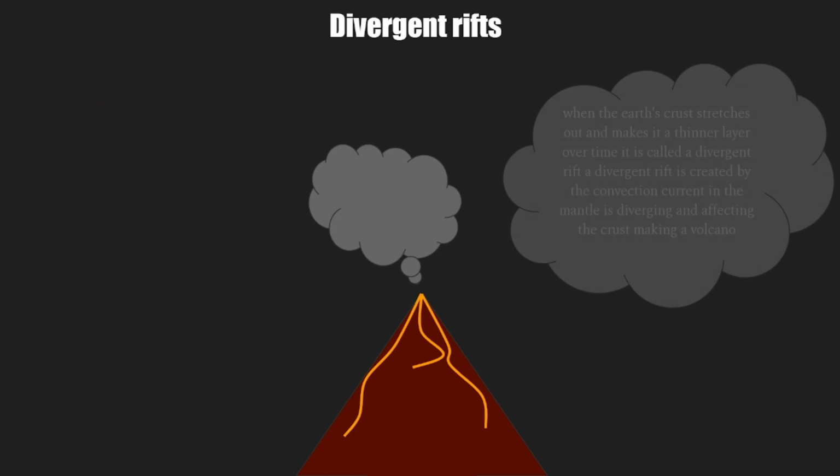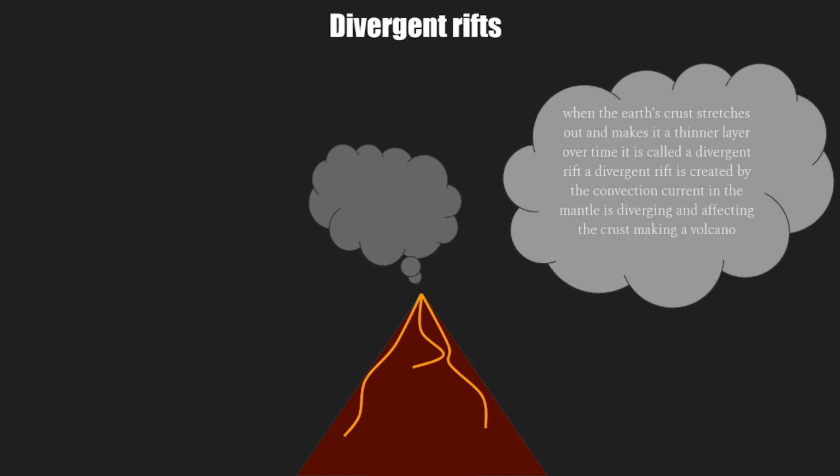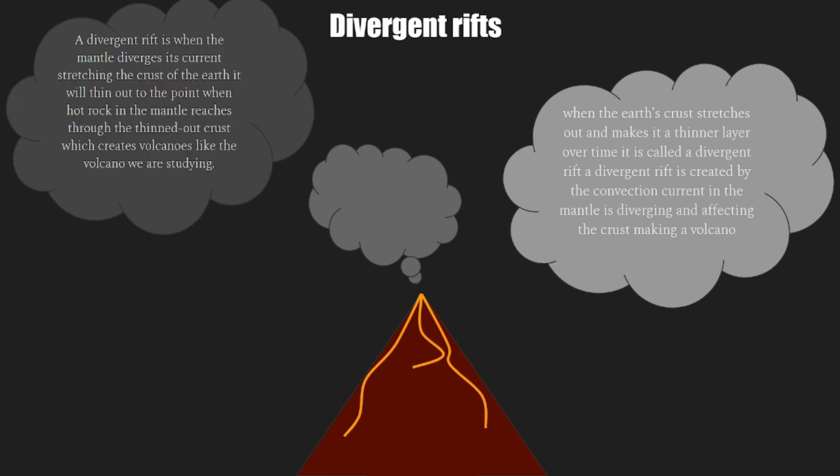Divergent rifts. When the Earth's crust stretches out and makes a thinner layer, over time it is called a divergent rift. A divergent rift is created when the convection current in the mantle is diverging and affecting the crust, making a volcano. A divergent rift is when the mantle diverges its current, stretching the crust of the Earth. It will thin out to the point when hot rock in the mantle reaches through the thinned out crust, which creates volcanoes like the volcano we are studying.